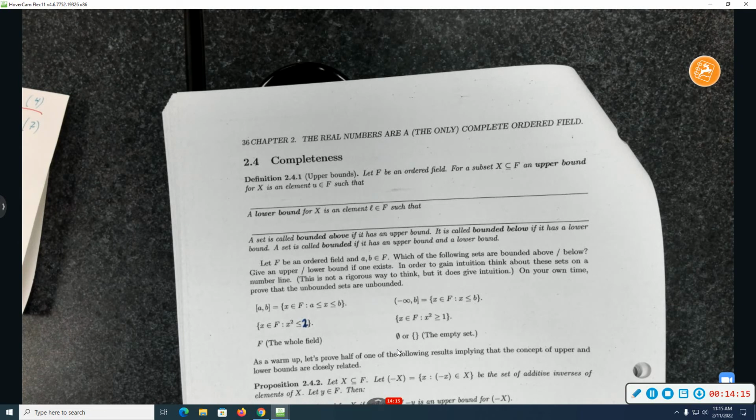There are elements that are greater than the alleged upper bound, so it wouldn't be an upper bound. There's stuff in the set that's bigger than that alleged upper bound, so it doesn't actually bound.